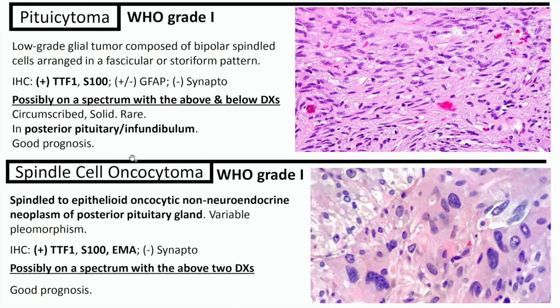Next up, spindle cell oncocytoma, WHO grade 1. Spindle to epithelioid oncocytic non-neuroendocrine neoplasms of the posterior pituitary gland with variable pleomorphism. Positive for TTF1, S100, and EMA, and possibly on a spectrum with the above two diagnoses.